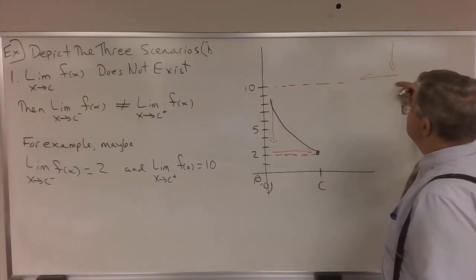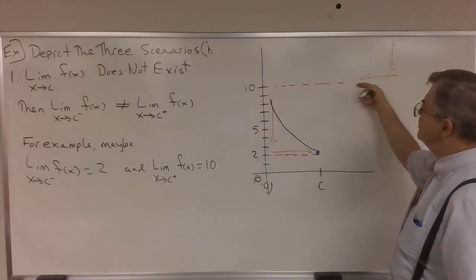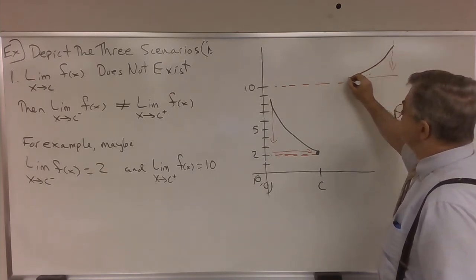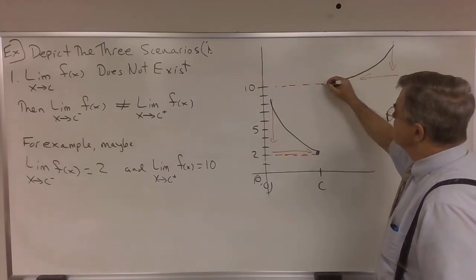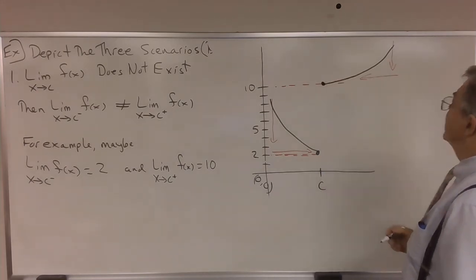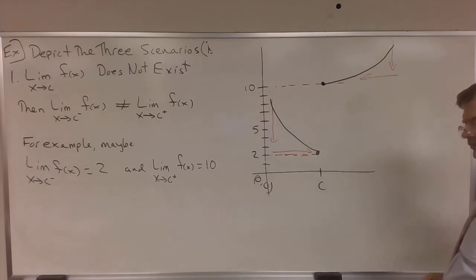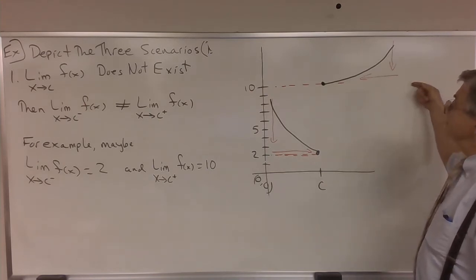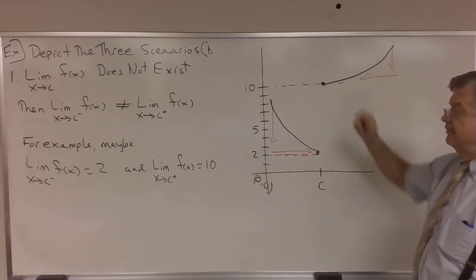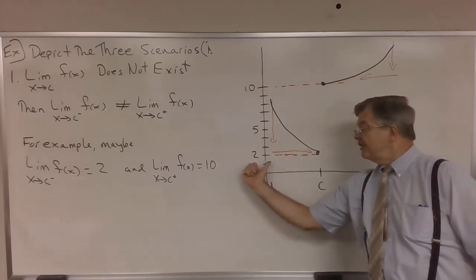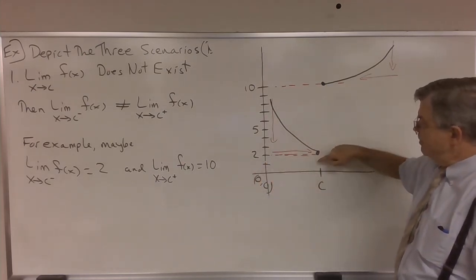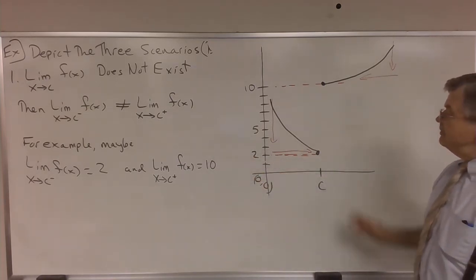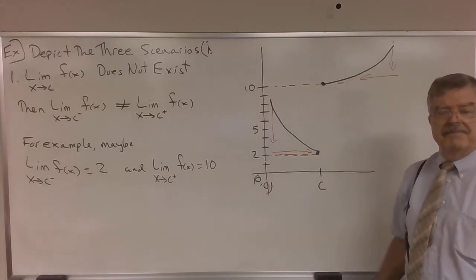So here's x moving from right to left, approaching c from the right. And as it does, the graph of f of x gets closer and closer to y equal 10. As x approaches c from the right, y approaches 10. As x approaches c from the left, the y value approaches 2. Both of these one-sided limits hold. And what do we notice about the graph?